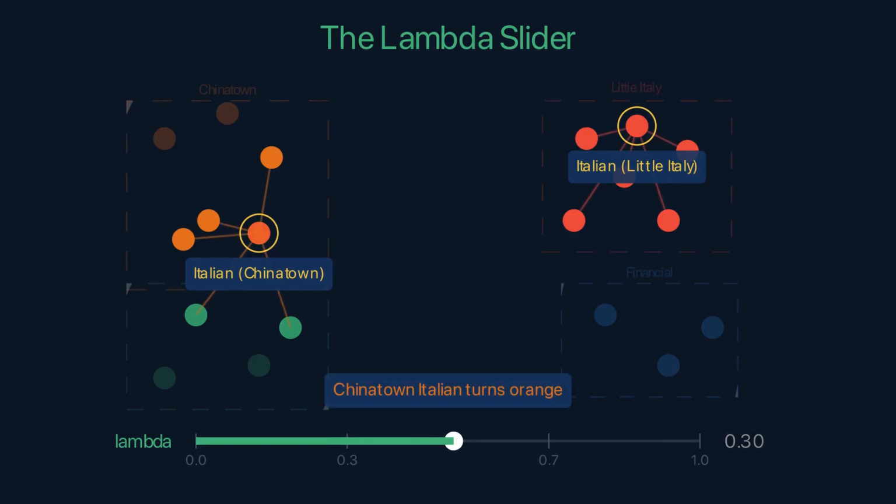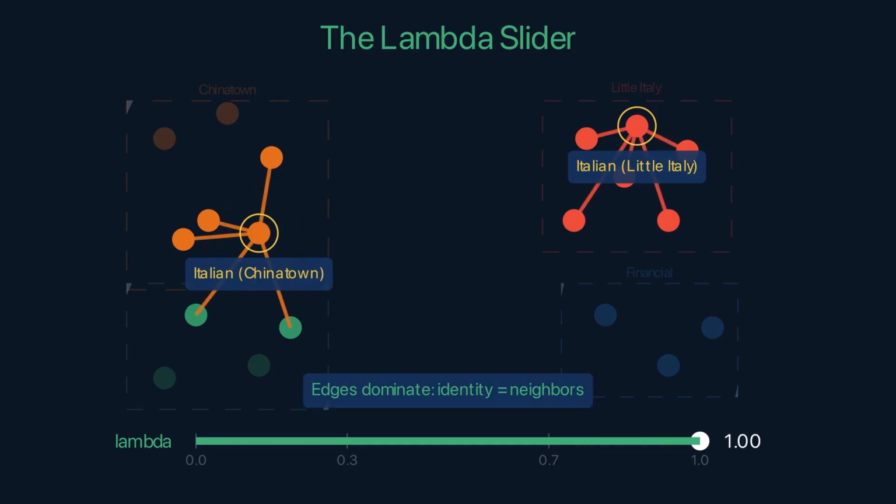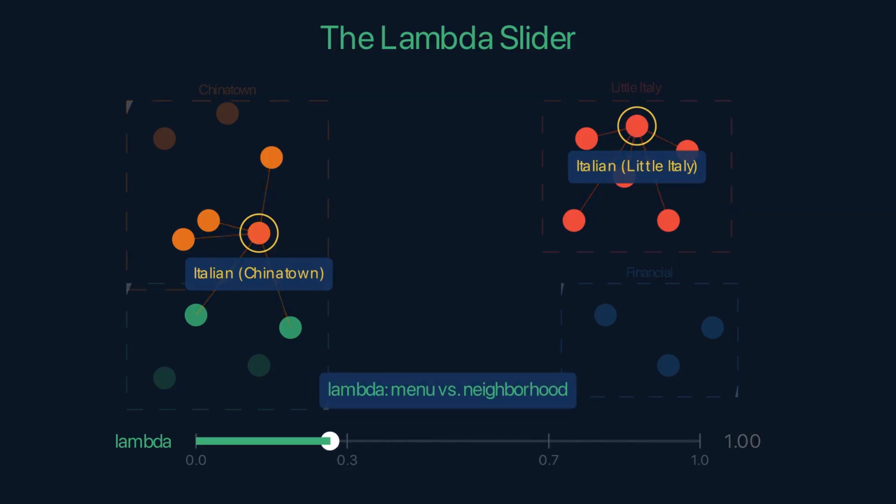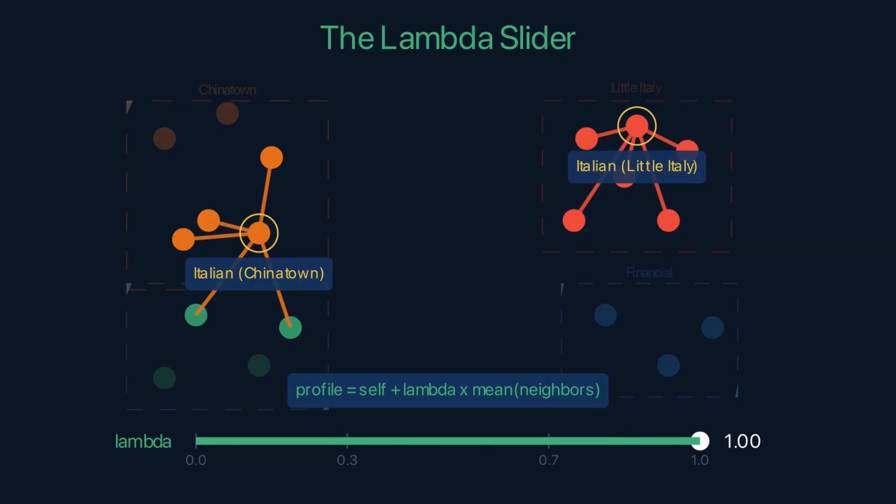Set lambda to 0.3, edges appear. 30% of the profile comes from neighbors. The profiles start to diverge. Set lambda to 0.7, edges glow thick. The Chinatown Italian's profile is now dominated by Chinese neighborhood features. The biologist tunes lambda based on how much spatial context matters for their tissue.